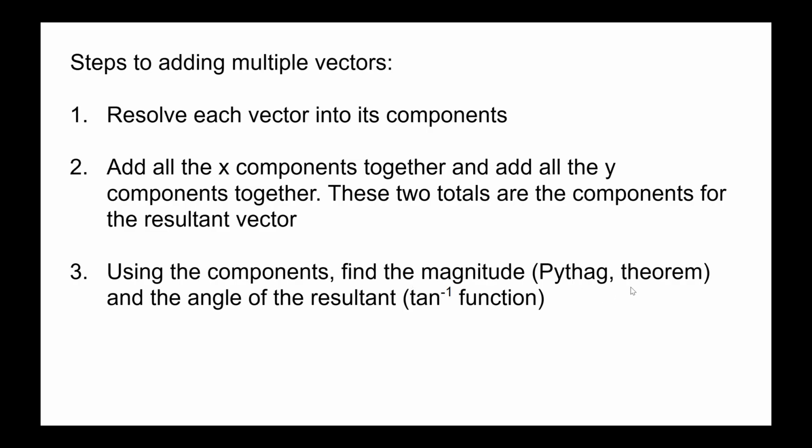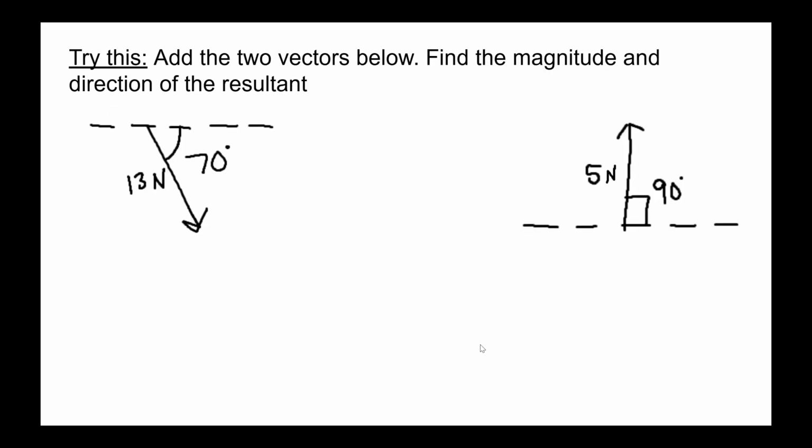Then you use those components to find the magnitude of the resultant. That's using the Pythagorean theorem, because now you have the x and y components of your resultant. And then you can find the angle of the resultant using your trigonometric functions. You don't have to use the tangent function, but if you have the x and y components, the tangent function is what would be easiest to use, because you don't need to solve for the hypotenuse first. I'll talk more about that when we do a problem.